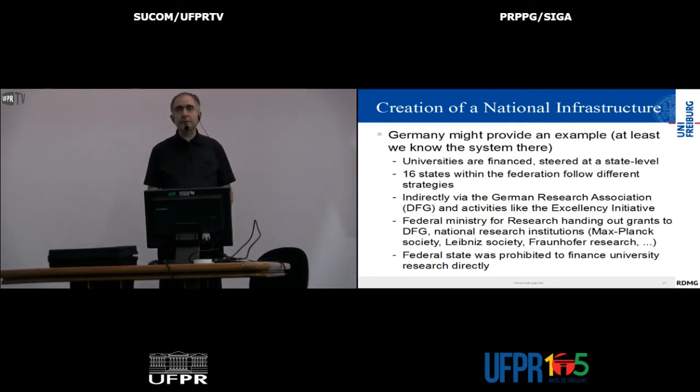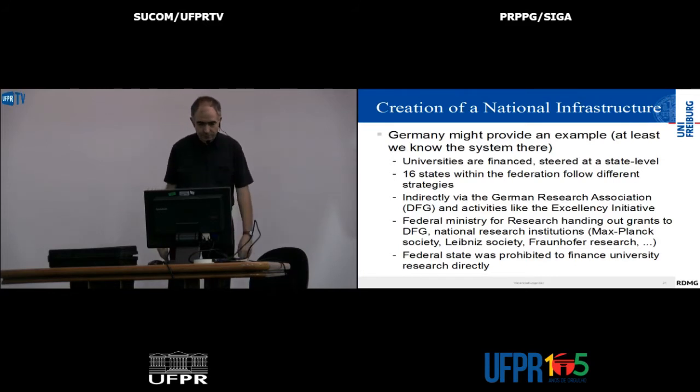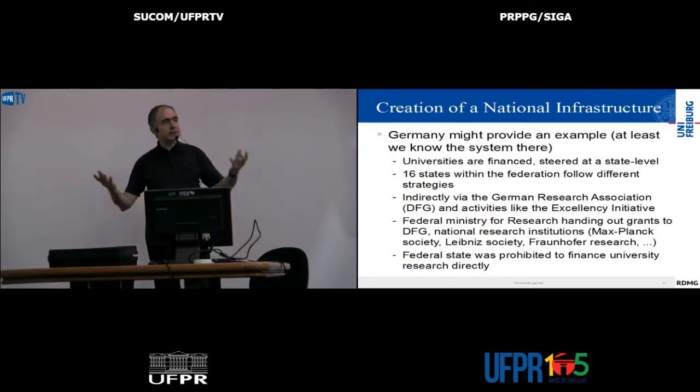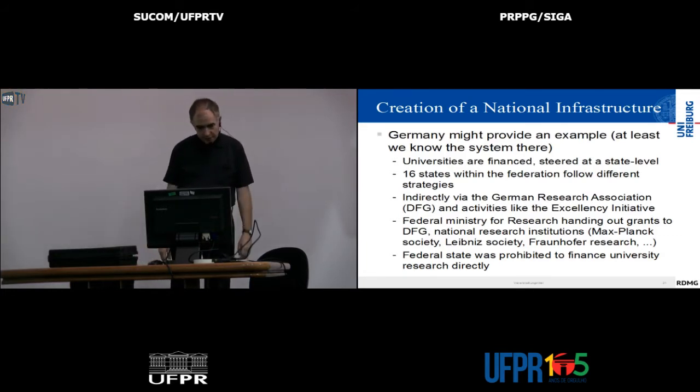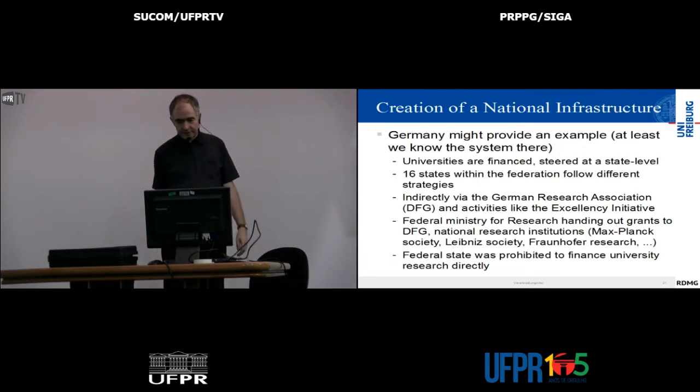So we have 16 strategies. The DFG does this indirect, but no political interference funding. And we have activities like the Excellence Initiative, where suddenly examiners from other countries examine German universities and ask questions of, do you have a research data management policy?